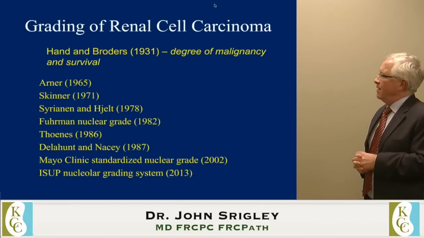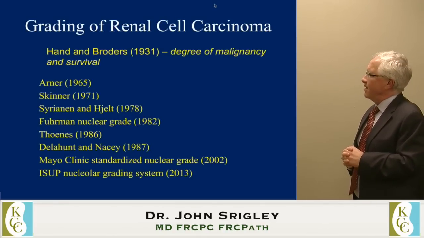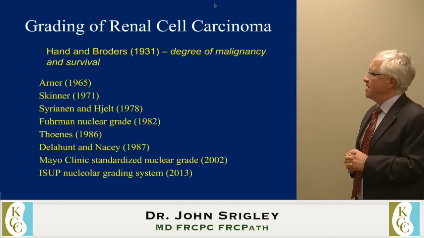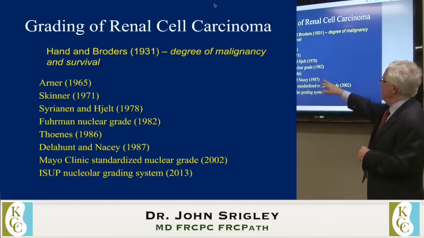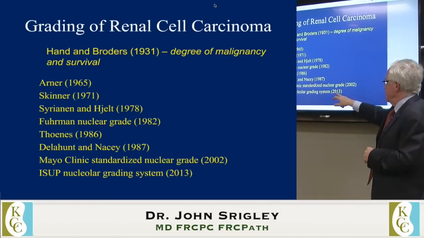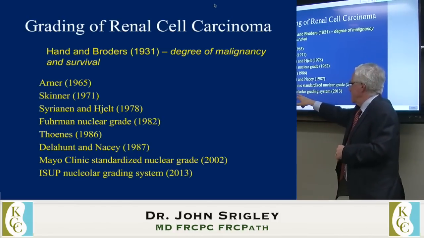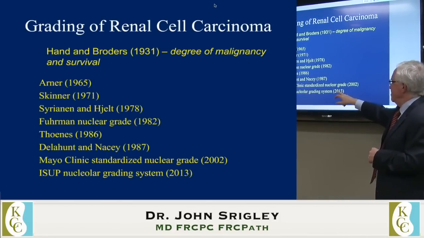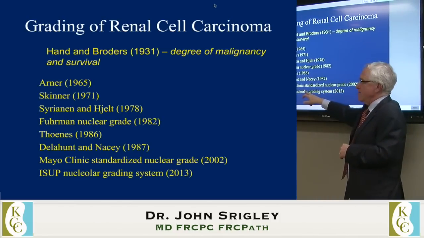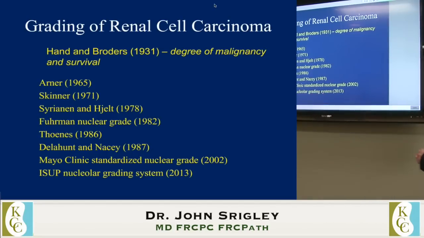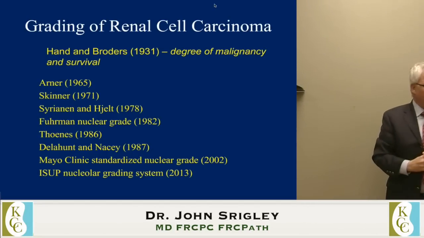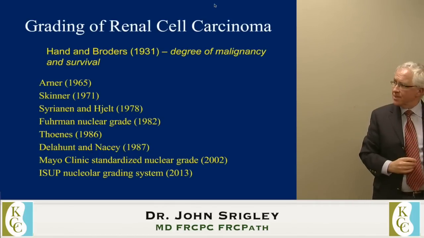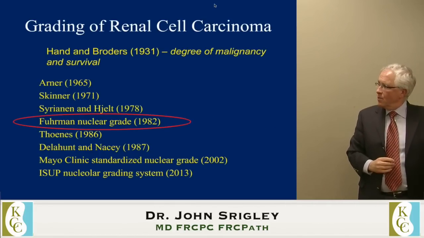There are a number of grading systems available, and these are just some of them. The one used most commonly is the Fuhrman nuclear grade. And actually, there's a new system that's coming out, going to be published very shortly this year, probably the new international standard for grading kidney cancers, by the end of the year. But the Fuhrman system is the one where probably most of the information is present, and then there's the new one coming out soon.